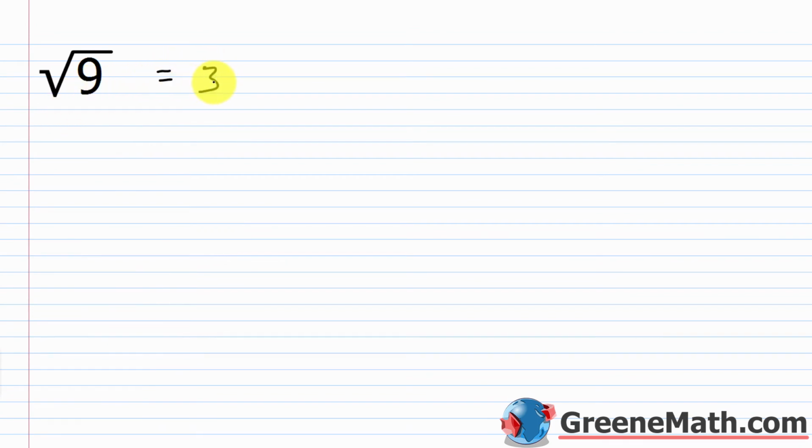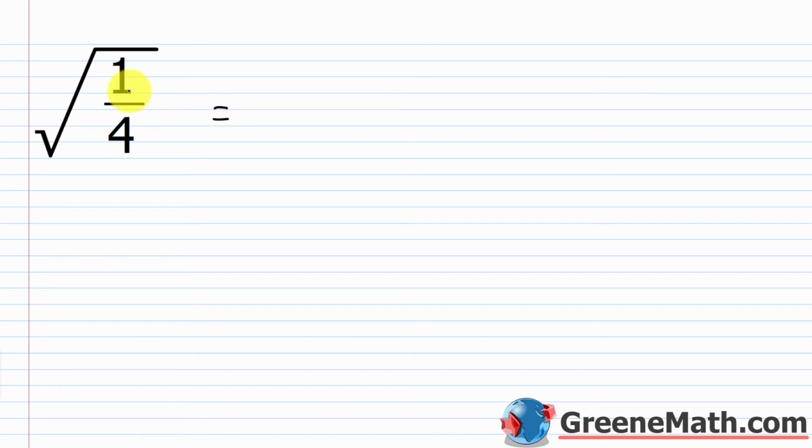So 3 is a rational number, so therefore 9 is a perfect square. What about the square root of 1/4? Well, square root of 1, if I think about what times what would give me 1, it's 1. What times what would give me 4, it's 2. So the square root of 1/4 is 1/2, and so therefore 1/4 is a perfect square.